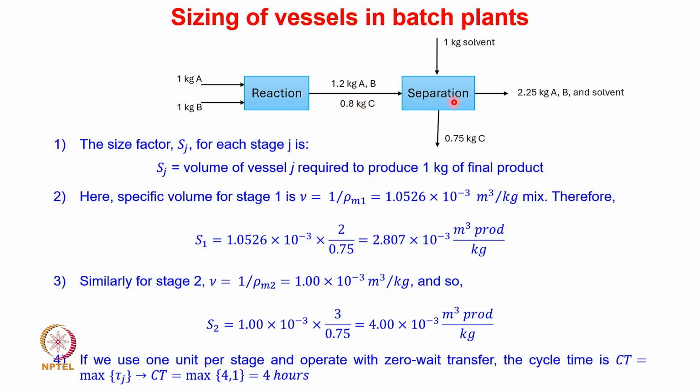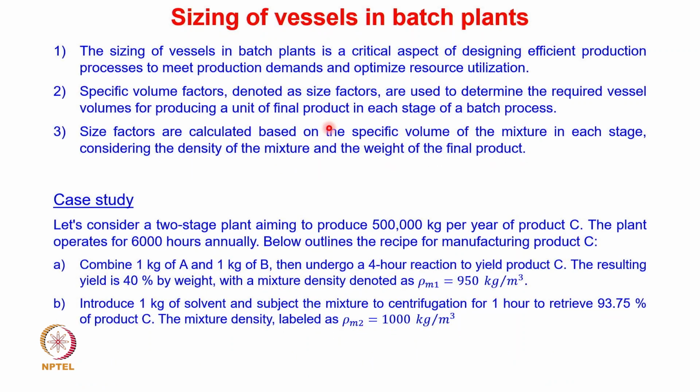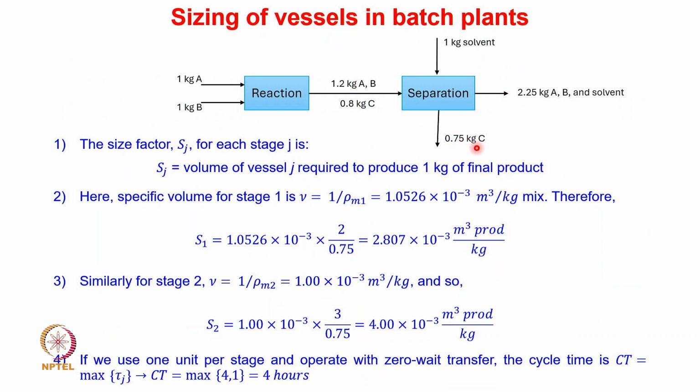Now these are then given to stage 2 where 1 kg of solvent is added, so the total weight now becomes 3 kg. Out of the 0.8 kg of C, the problem states that 93.75% of the product C will be retrieved. So 93.75% of 0.8 becomes 0.75 kg of C. This 0.75 kg of C will be retrieved from the separation unit, and the remaining 2.25 kg will be A, B and the solvent.